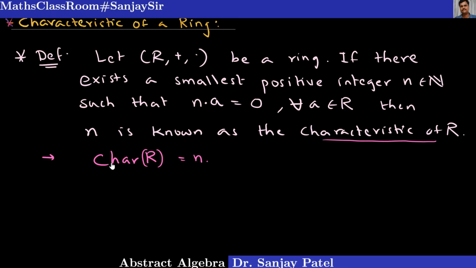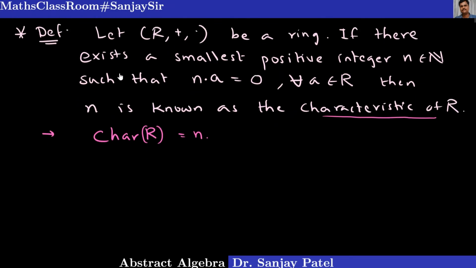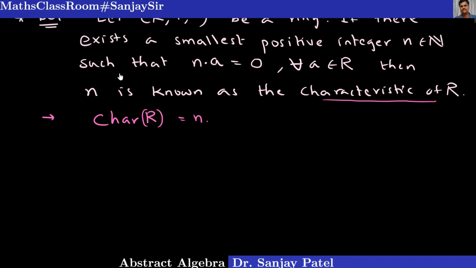Now let us understand the meaning of all these things. R is a ring. It is any ring. If there exists a smallest positive integer n such that n into a equal to 0, means if you add a n times, then you must get 0, and that must be true for every element a belongs to R. Remember, this n is a positive integer, a is an element of the ring. So this is not a simple multiplication of numbers. It is a multiplication of an element of a ring.